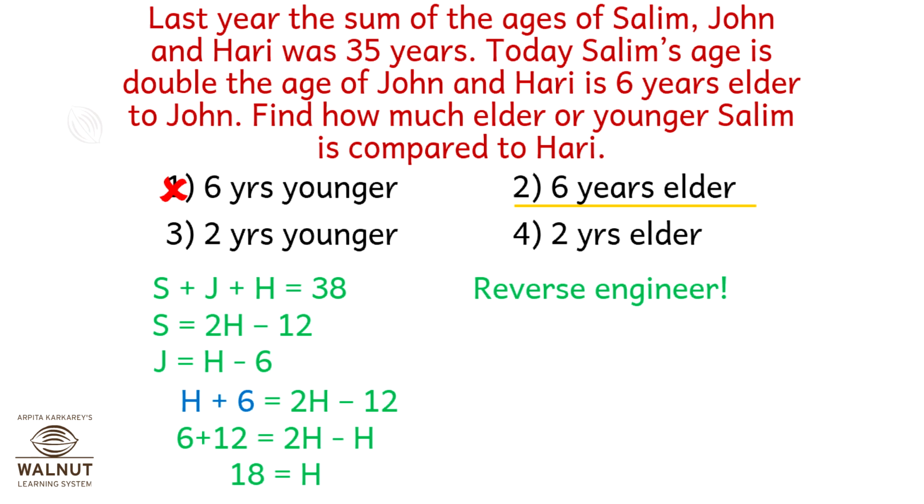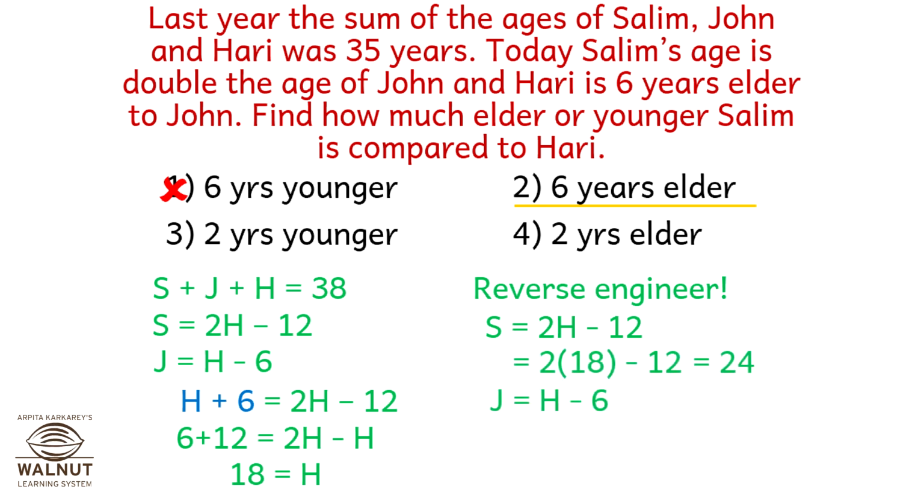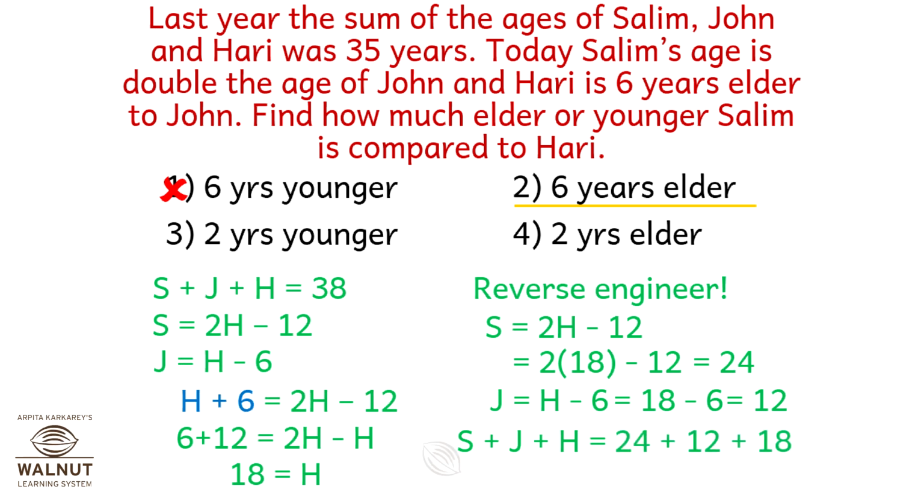H comes to be 18. Now let's put that in S is equal to 2H minus 12. We get S to be 24. We get J to be 12. Now we have S plus J plus H will be 24 plus 12 plus 18, which is 54. That's not matching with 38. So option number 2 is wrong too.